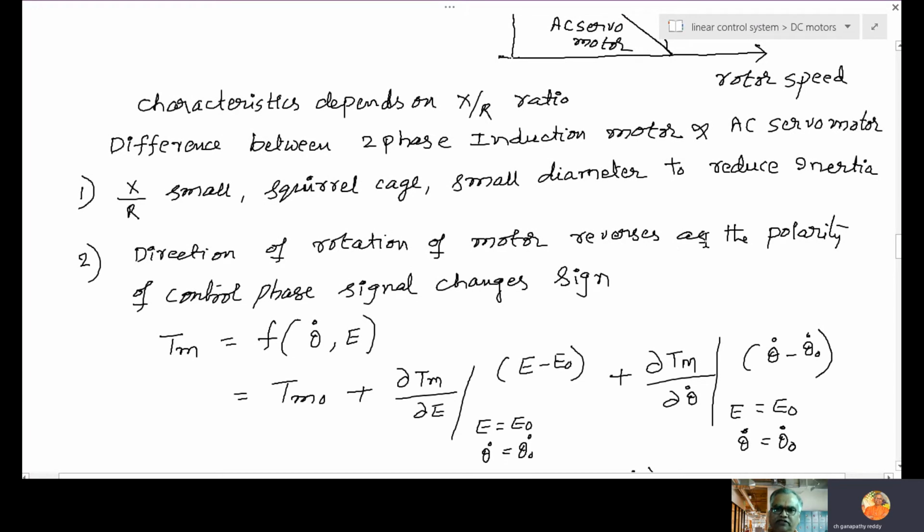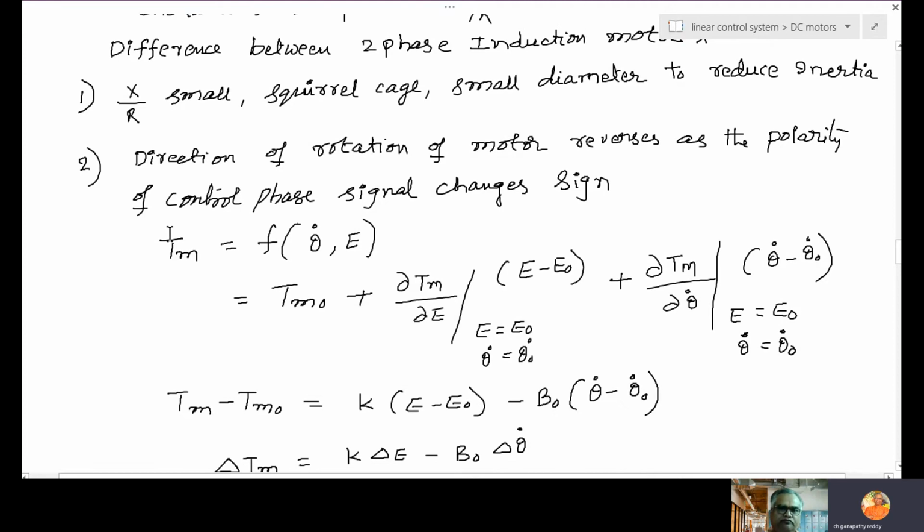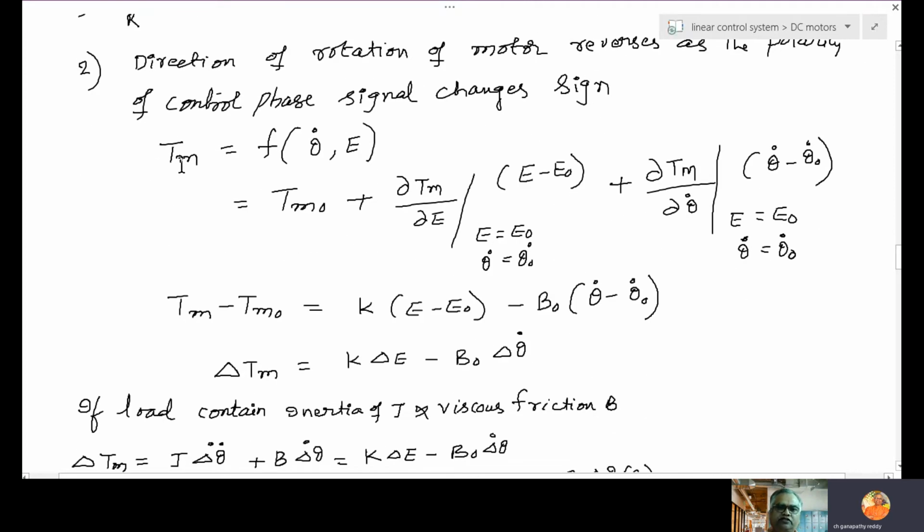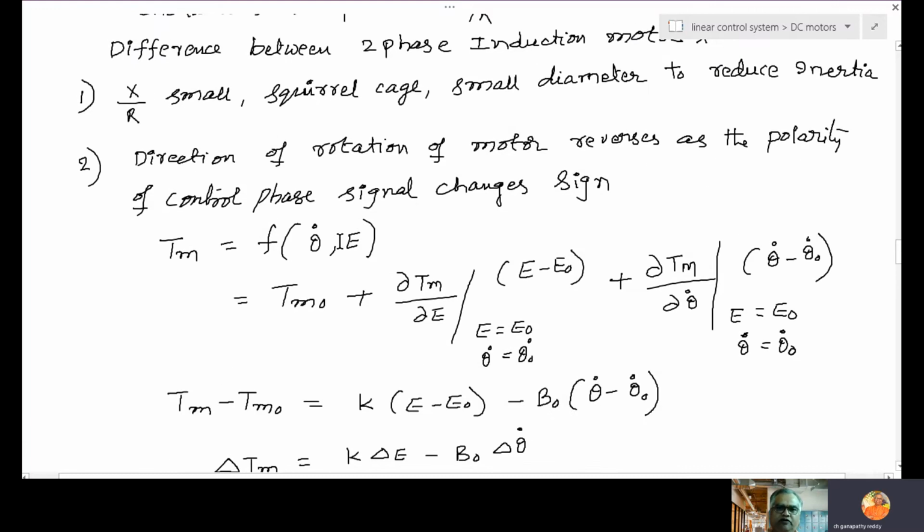Direction of rotation of motor reverses as the polarity of control phase signal changes sign. This is second. So these two are the differences between servo motor and induction motor. Next, coming to torque. Torque is a function of whatever voltage we are applying and also angular velocity, theta dot. Theta dot means d theta by dt. So this torque is a function of these two parameters.